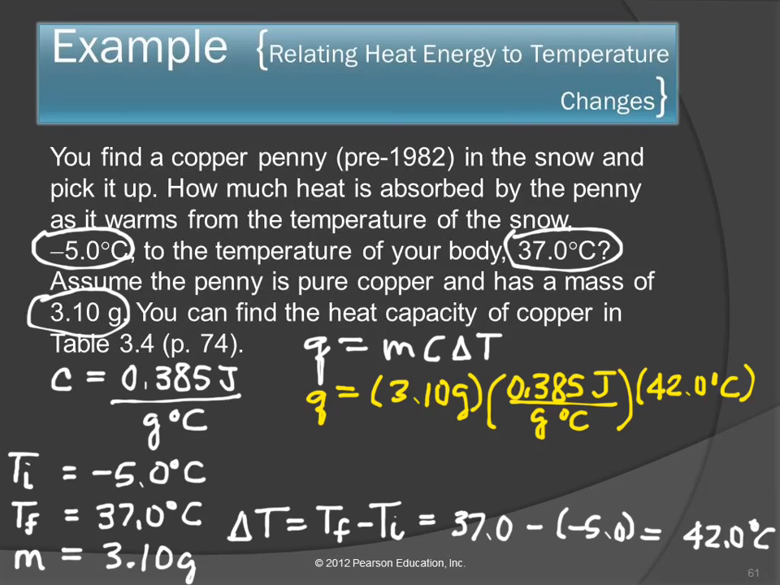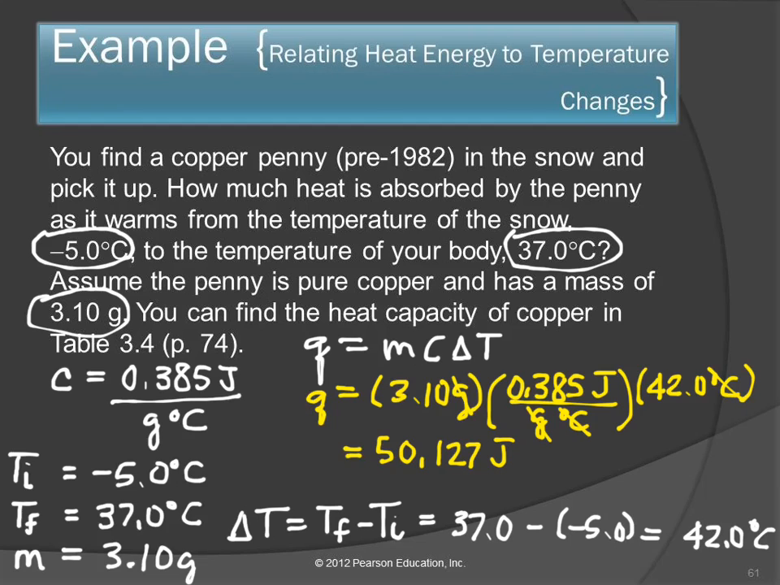Let's look at our units and see what happens with them. Degrees Celsius cancels with degrees Celsius. Grams cancels with grams. We end up with the unit of joules. Joule is a unit of heat, of energy. So saying how much heat is absorbed, that's good. We've got an appropriate unit. So 3.1 times 0.385 times 42. And this calculator is telling me 50.127 joules.